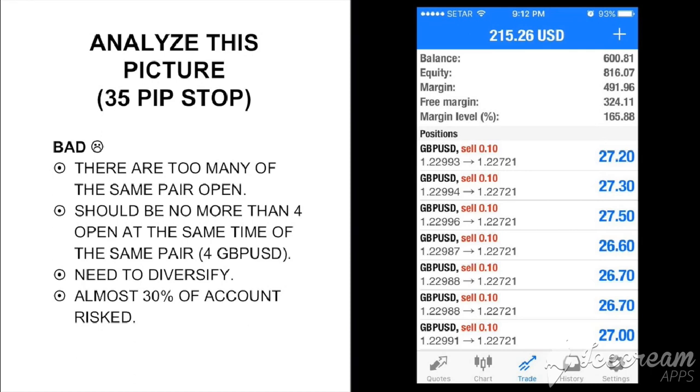How do I know that? If you look, you see 600 was their balance and they've got what? They have, what is that? 0.7. If you add all those up, I think that's 7 trades open. So they've got $7 per pip on the line. If you go back to the calculator, you will see how much of their account is 30% that they've just risked. Not good.